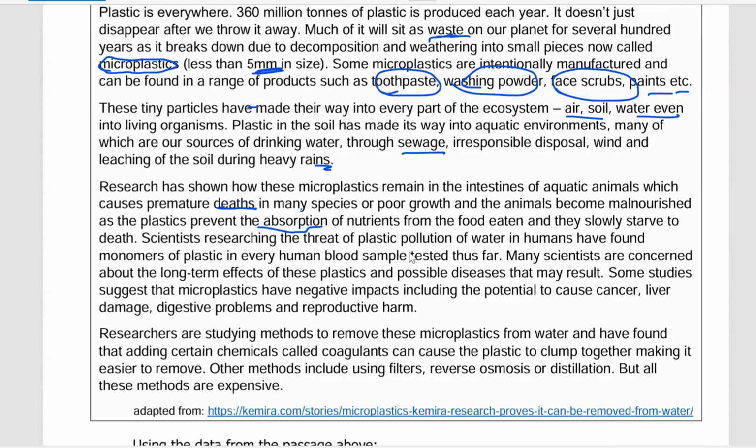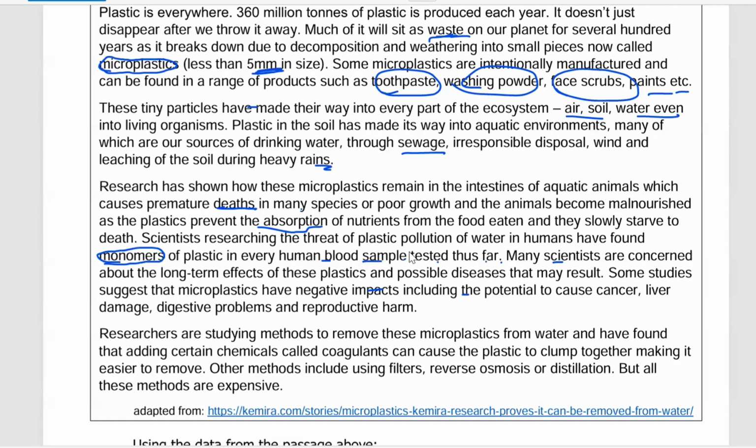Scientists researching the threat of plastic pollution in water and in humans have found monomers. Remember, monomers are building blocks of plastics. They were found in every human blood sample tested thus far. Many scientists are concerned about the long-term effects of these plastics and the diseases that may result.